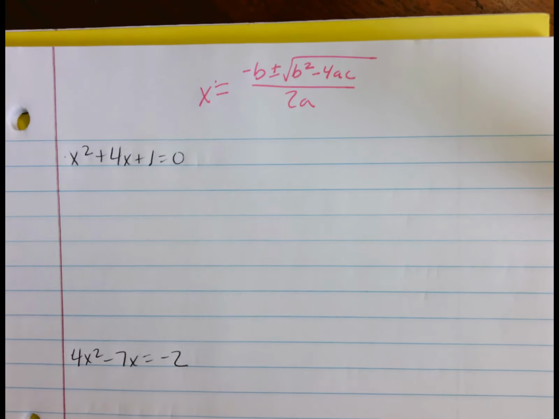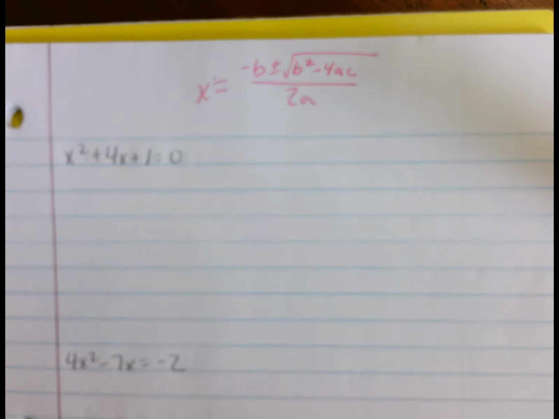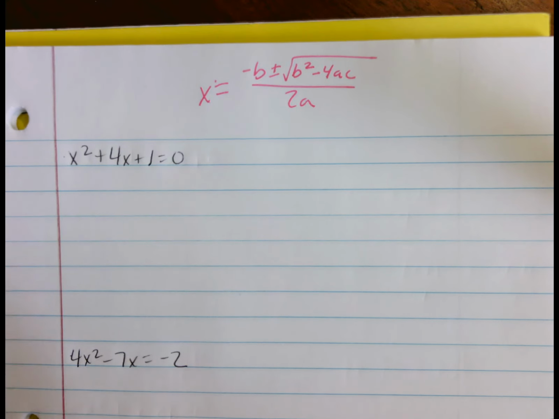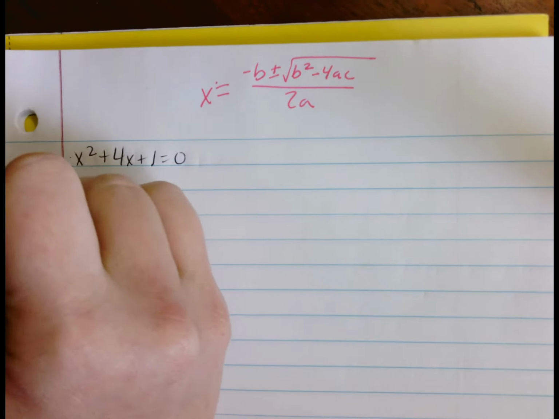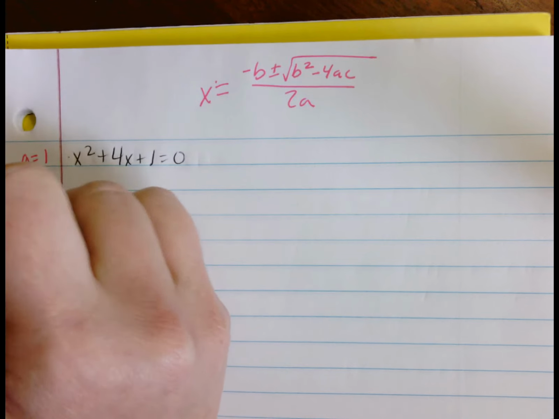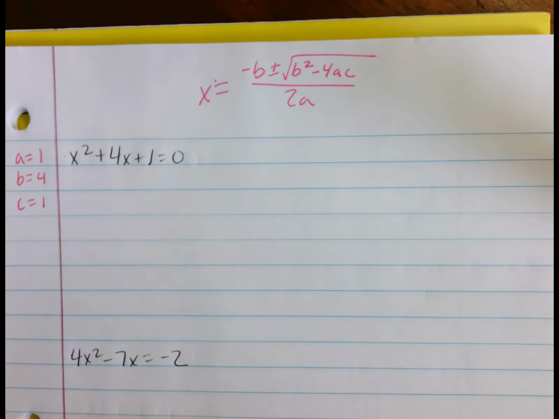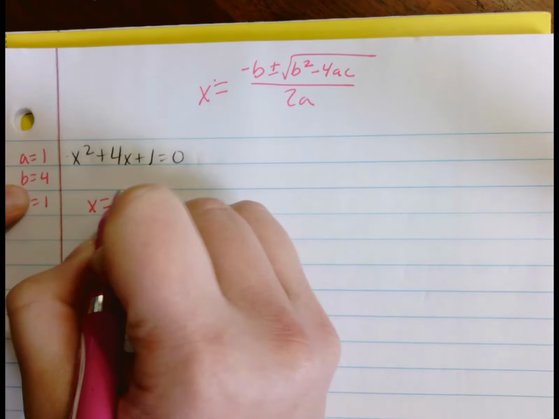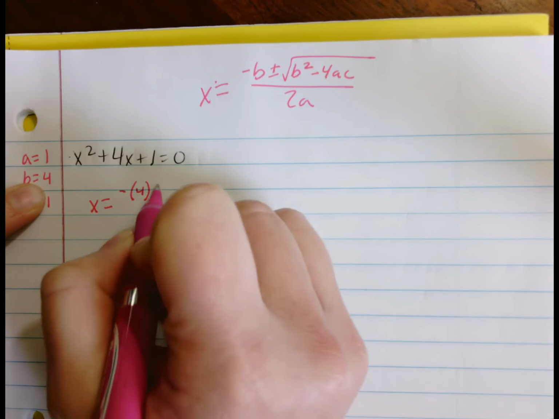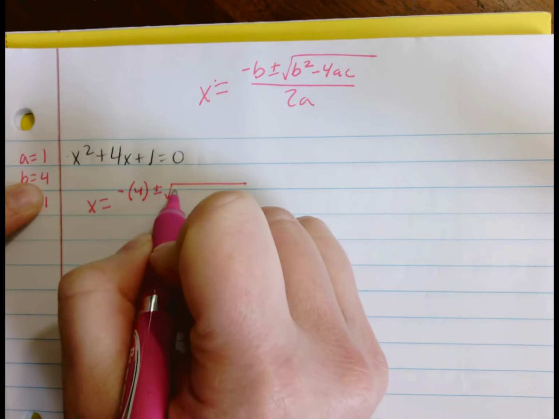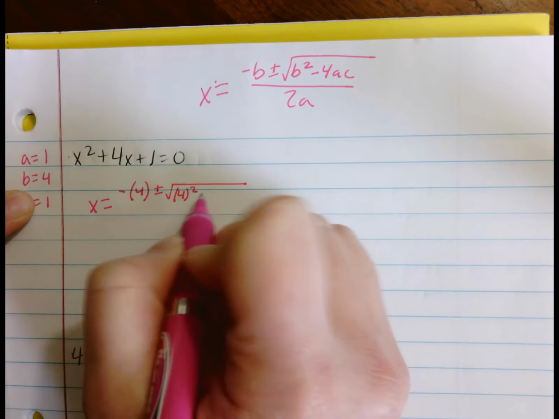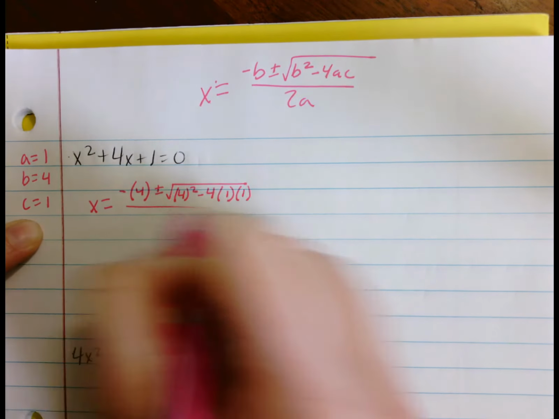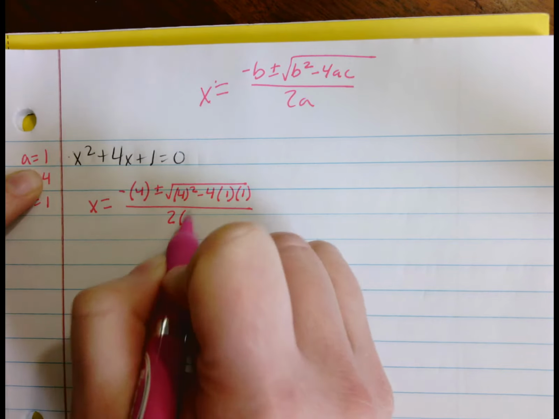So first step, we make sure that everything is already in standard form and set equal to 0. Second step is we're going to find that a, b, and c. So a is going to be 1 here, b is going to be 4, and c is 1. And then we're just going to plug in those values. So x is equal to negative b, which is 4, plus or minus the square root of b, 4 squared, minus 4 times a, which is 1, and c, which is 1, divided by 2 multiplied by a, which is 1.